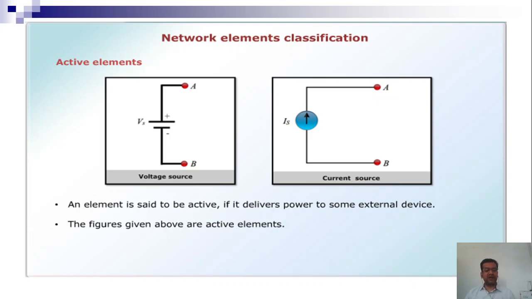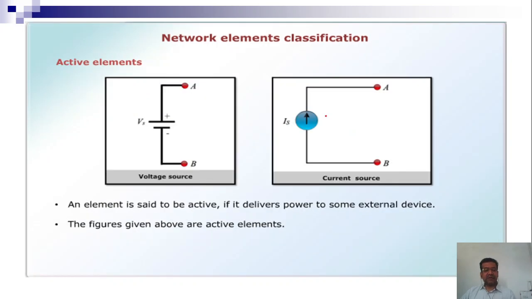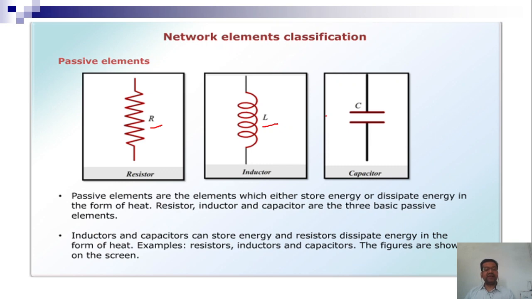Active elements: we already know the voltage and current source. The notations have been given very clearly here, so you should draw the notations clearly, with one higher potential and another lower potential. This is your voltage source, and this is your current source. These are the active elements. The passive elements are resistance, inductance and capacitance. The difference between active and passive is that in the case of active you are supplying the energy, and in the case of passive you are consuming the energy.